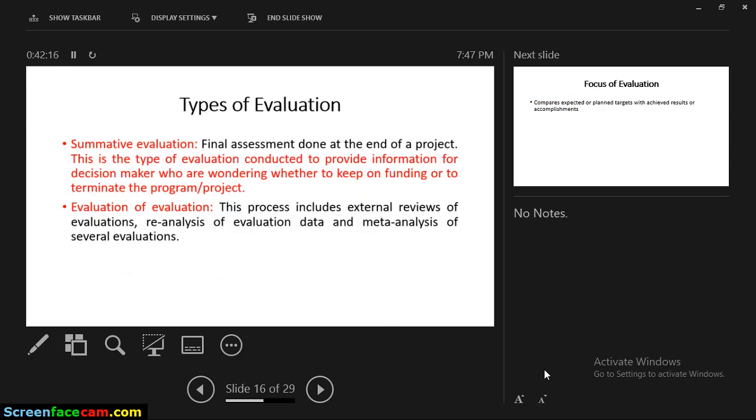Then there is summative evaluation there. It means it's something that you do once you've done the implementation.